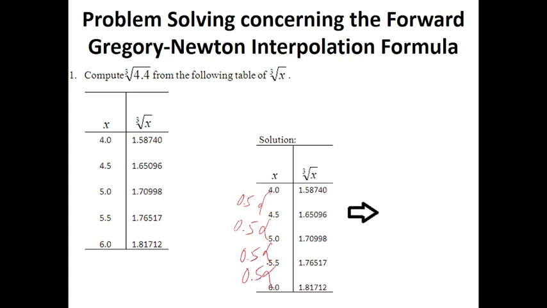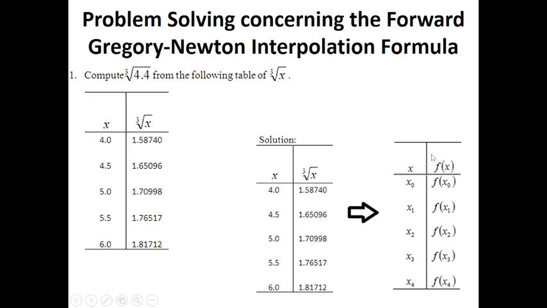0.5. Okay, so since it is constant, we can now apply the forward Gregory-Newton interpolation formula. So here's the corresponding conversion. Okay, so 4 becomes x sub 0, 1.58740 becomes f of x sub 0, which is f sub 0. Then x sub 1 is equal to 4.5, f of x sub 1, which is equal to f sub 1, is equal to 1.65096. Okay, and the pattern continues.